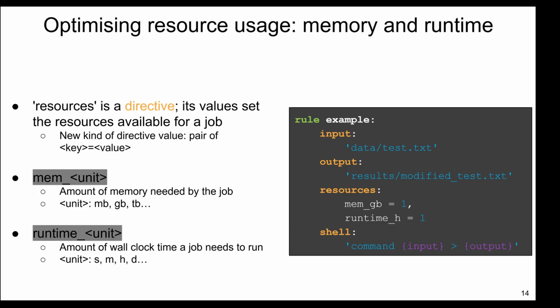So you've got a few examples here. One is mem underscore unit, so it can be megabytes, gigabytes, and so on. And you can, for example, set it to one here. And the other one is runtime. So you have many resources available, including, for example, GPUs, but these are the two that are used most of the time. Once again, when you've got several statements in a directive, don't forget the comma between them.